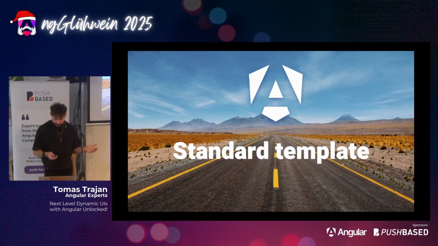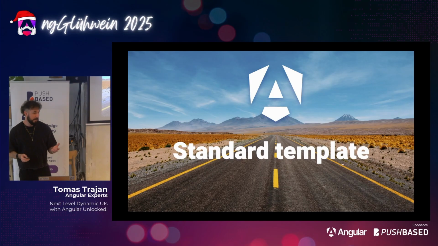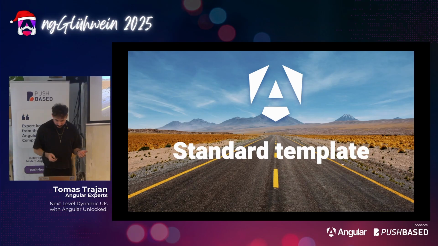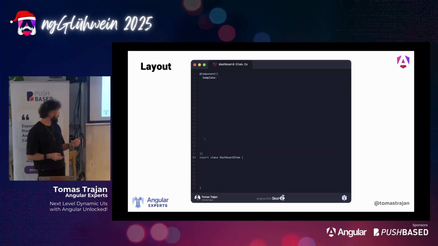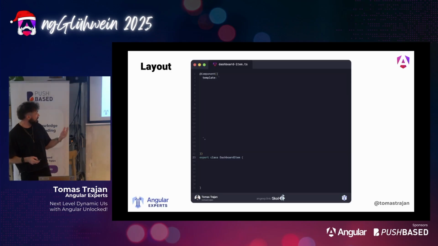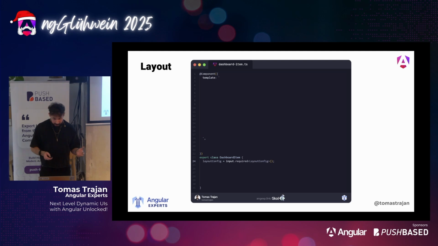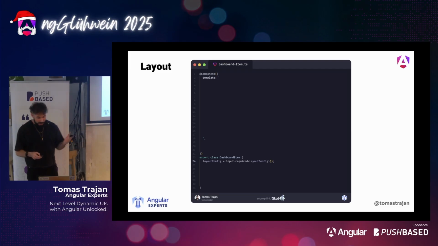Okay, and the first approach is just the standard Angular template. This is something which was possible since forever, right? We had the ngSwitch, and first we take care of the layout. I hope that you can see at least a little bit, but we have a dashboard item, right? Now this dashboard item will be rendered in some kind of dashboard container. We will iterate over all those items, and we will also receive the layout config.